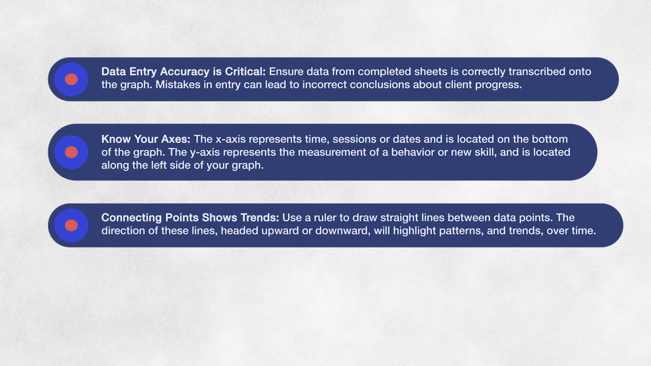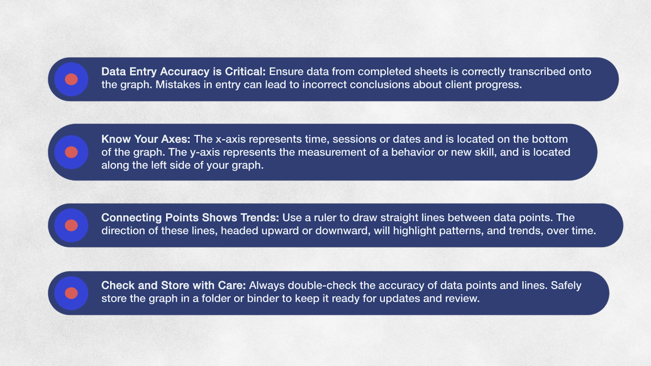Connecting points shows trends. Use a ruler to draw straight lines between data points. The direction of these lines, headed upward or downward, will highlight patterns and trends over time. Check and store with care. Always double-check the accuracy of data points and lines. Safely store the graph in a folder or binder to keep it ready for updates and review.